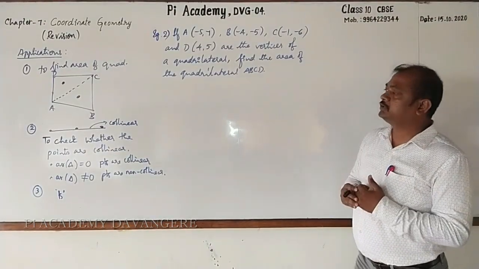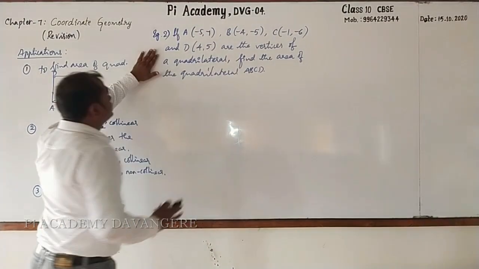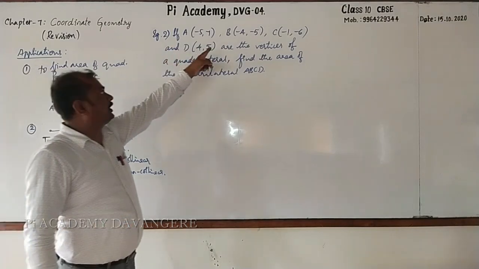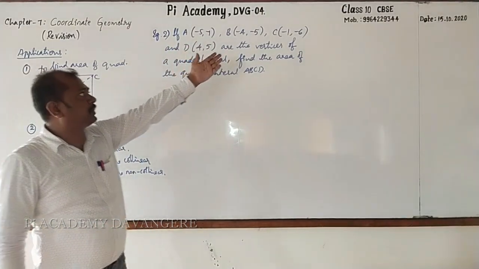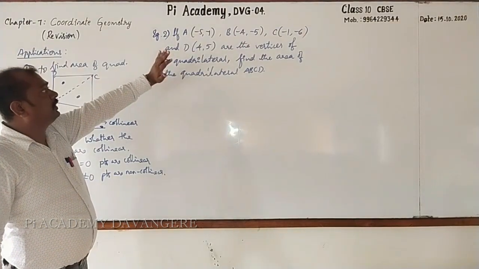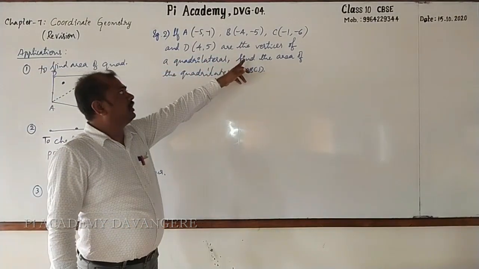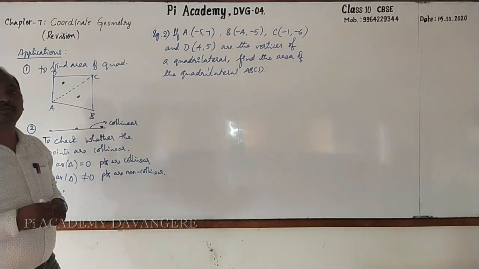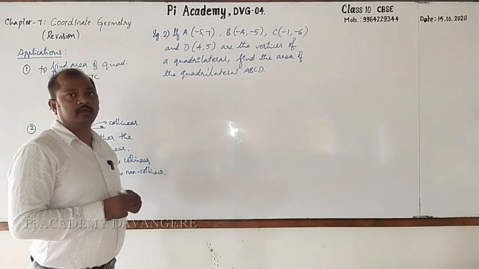Now let's go for this. Take the second problem. If A(-5, 7), B(-4, -5), C(-1, -6), and also D(4, 5) are the vertices of a quadrilateral, then we have to find the area of the quadrilateral. Hope that you all have copied.